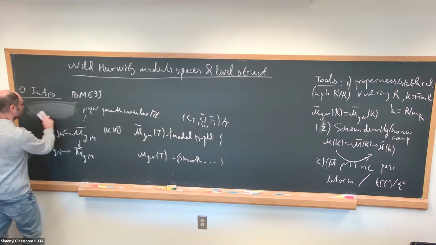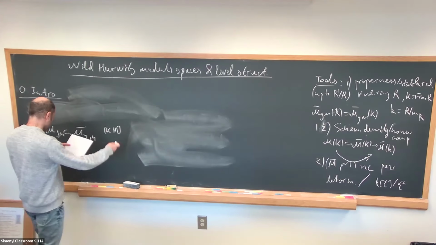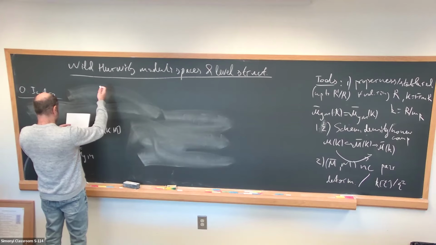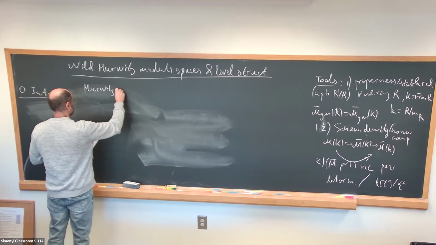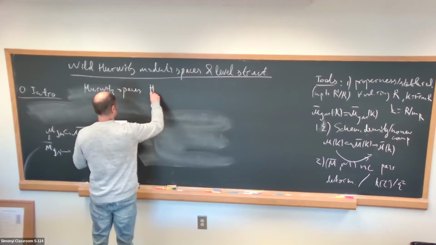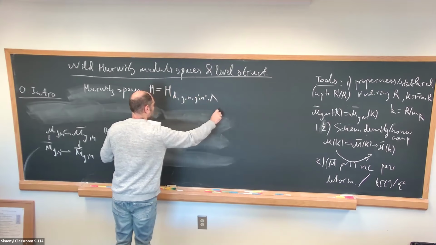What I want to, let's erase this. And this is Hurwitz stuff. Again, it's completely informal. This time, completely informal. So Hurwitz spaces. I'll denote, just to state my notation, H corresponds to d, G, and G' and lambda.